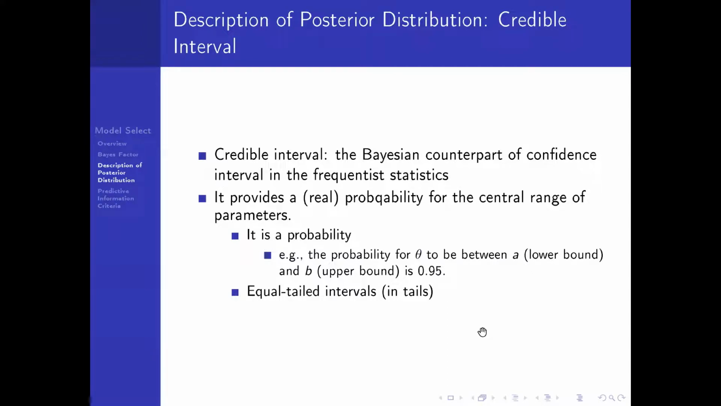And in some cases, I don't say the majority of cases, but in some cases, credible intervals are equal-tail intervals. They have an equal amount of empirical cumulative density in the tails.